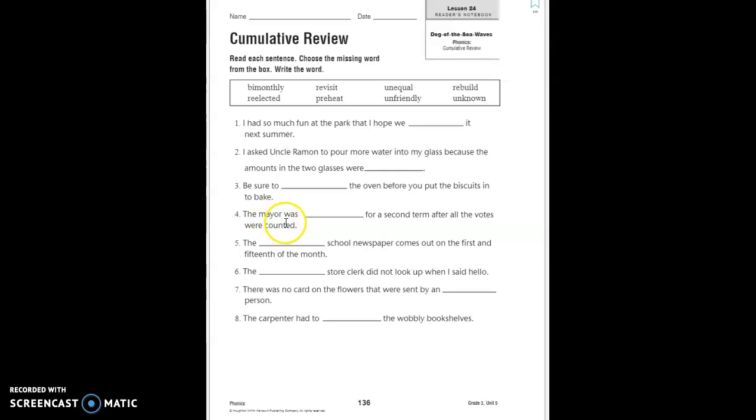Alrighty, number 4. The mayor was blank for a second term after all the votes were counted. So, what do we do? How do we get a mayor in our city? Let's take a look. Bi-monthly, re-elected, revisit, preheat, unequal, unfriendly, rebuild, unknown. And number 5, the blank school newspaper comes out on the 1st and the 15th of the month. So if it comes out on the 1st and the 15th, it comes out 2 times a month. Let's take a look.